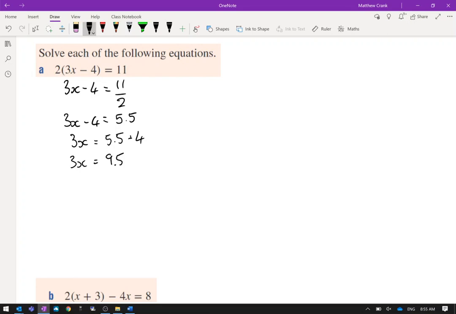And then the times by 3 can go over as divide by 3. X equals 9.5 over 3, and we don't normally write our fractions with decimals inside of them as a convention. It's just a bit messy. So we're going to multiply top and bottom by 2 and get 19 over 6. So you could do it this way by taking the 2 over first, or you could take the bracket and expand it first. So let's write it out here again.